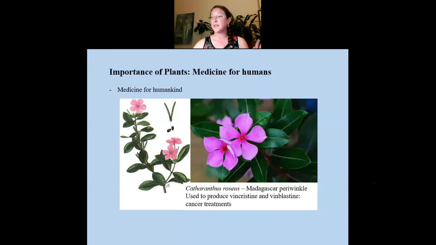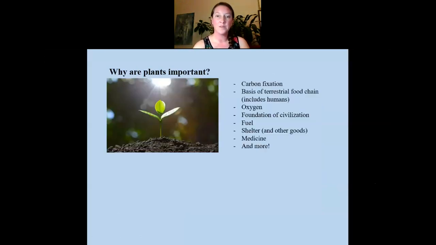So how are plants important? Here's a nice summary slide. They're able to take CO2 gas out of the atmosphere and make sugar. We and all the animals on Earth rely on them as food. They provide us oxygen to breathe. We were able to create human civilizations because of the domestication of plants. We use them for fuel, for shelter and other goods, and for medicine and more. You probably didn't even think about it, but we rely very heavily on plants, more than we think about on the day-to-day.